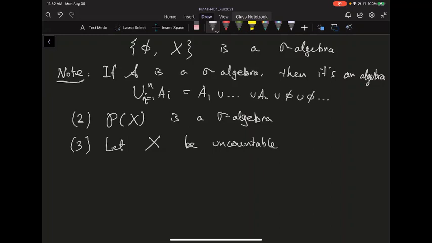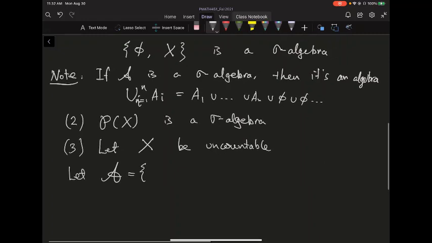So X is not countable. For example, you can take X to be the real line or the Cantor set or any uncountable set you like. And let's do the following. Let's define a set A. Let A be the following subset of X. It contains all the sets E subset of X, where E is the following.